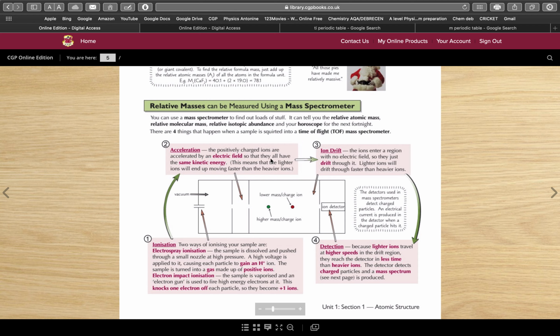Anyway, the next step is acceleration. During acceleration, the positively charged ions are accelerated by an electric field so that they all have the same kinetic energy. This means that the lighter ions will end up moving faster than the heavier ions.